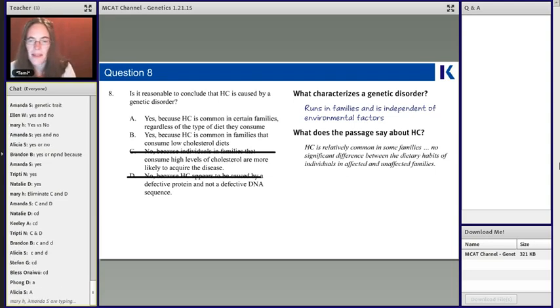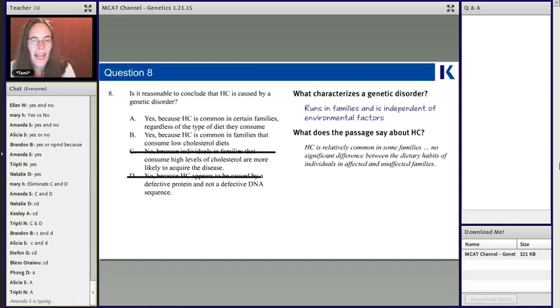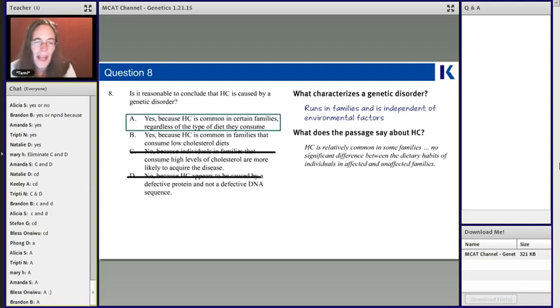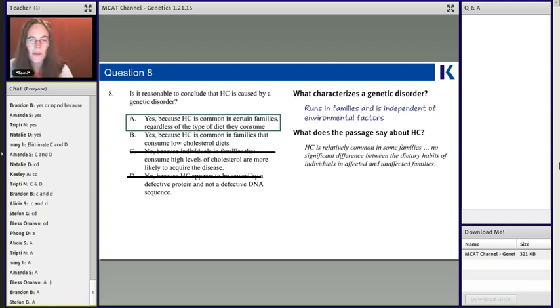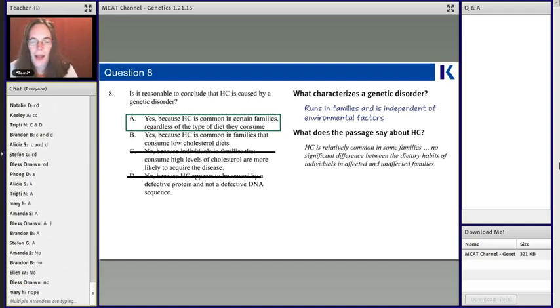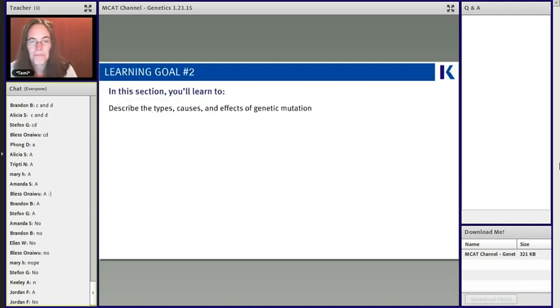All right, this is nice. A says because HC is common in certain families, regardless of the type of diet they consume. You guys are all saying A, you are correct. Do I ever look at B? Nope, I'm done. I'm out of here. I have my point, pat myself on the back, and I move on. The next two you're going to do as homework. Again, you'll get those in the recaps that we give you at the end. It's very important that you use what we learn and do that homework.